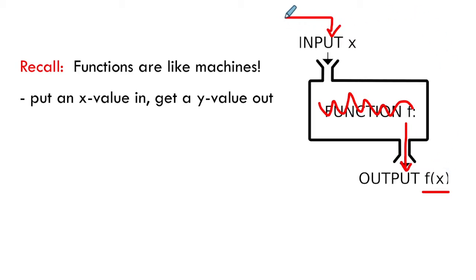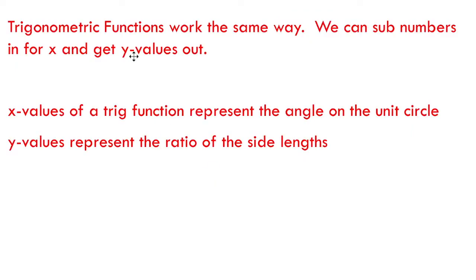So you can imagine if I take a 2 and I place it inside as the input, and let's say my function was x squared, what I'd be doing is taking 2, raising it to the power of 2, and then outputting a value of 4. That's just a simple analogy for how a function works. Now, trig functions work the same way. We can take numbers, sub them in for x, and get y values out.